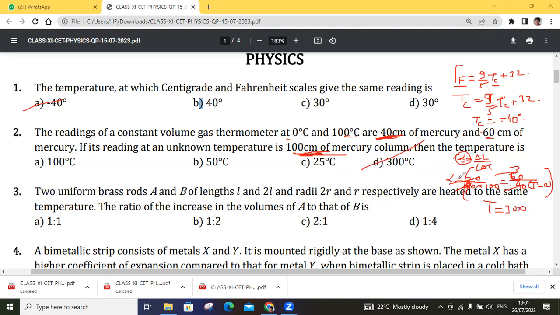Then the third question. Two uniform brass rods A and B of lengths L and 2L, radii 2R and R respectively are heated to the same temperature. The ratio of increase in the volumes of A to that of B is. So if you see, they are asking delta VA divided by delta VB, right?